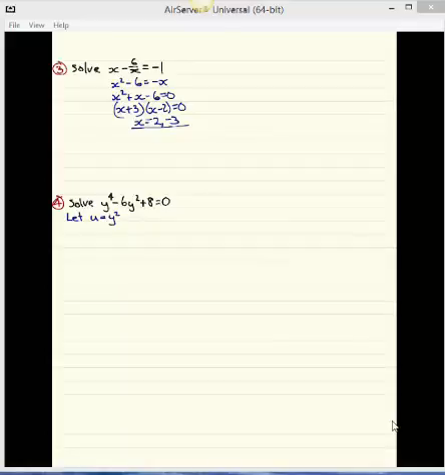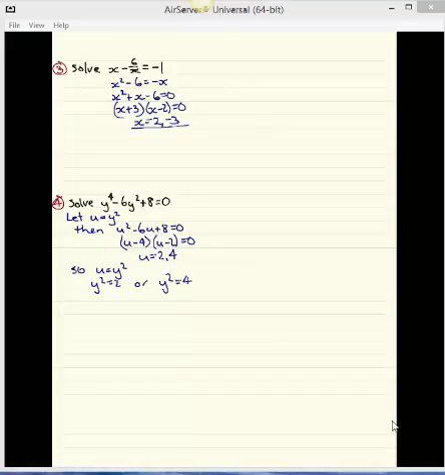So if u equals y squared, then u squared minus 6u plus 8 is equal to 0. So again, factorising, we get (u - 4)(u - 2) equal to 0, and u equals 2 or 4. And then you go back and you substitute in your y squared. Okay, so this is telling us that y squared equals 2 or y squared is equal to 4. Remembering that because it's squared, we don't know if we have a positive or negative, so y is plus or minus root 2, or y is equal to plus or minus 2.